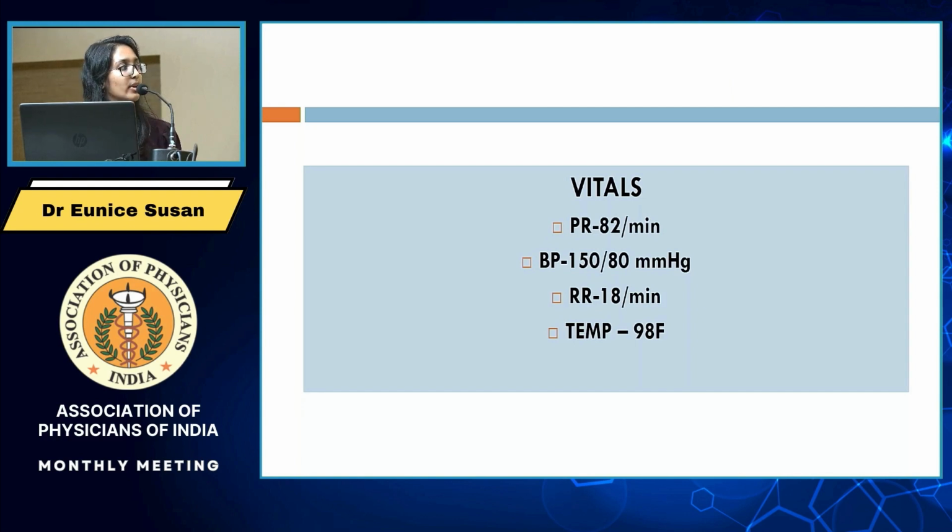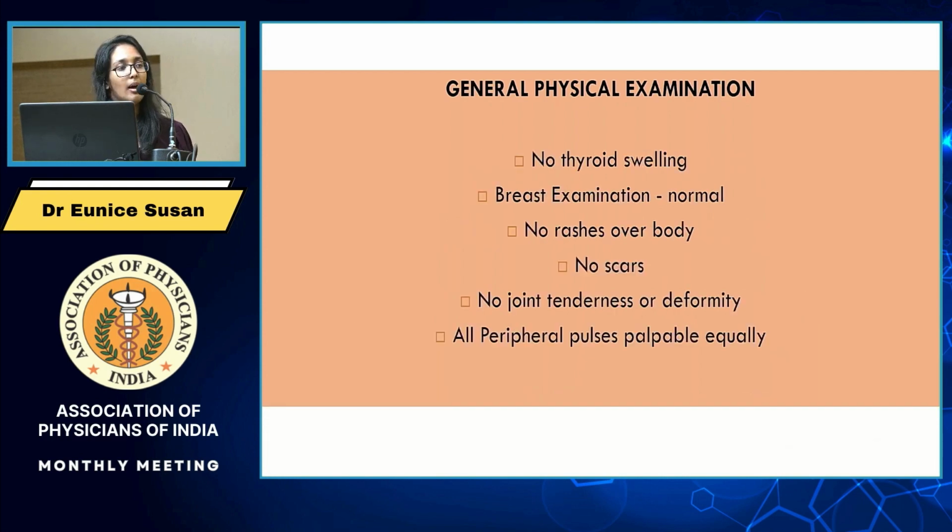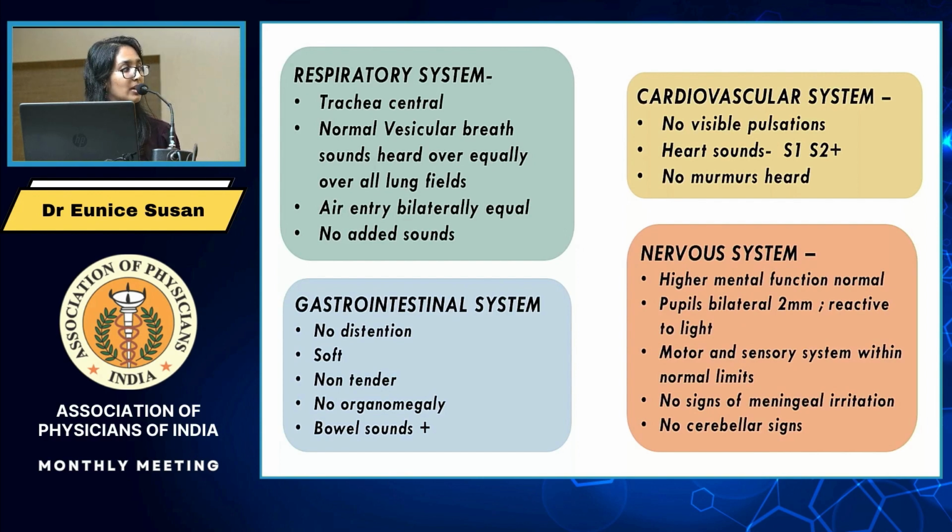So initial vitals were a pulse rate of 82 per minute, BP of 150 by 80, a respiratory rate of 18, and patient was afebrile. On general physical examination, there was a lymph node of size 3 into 3 centimeter at the left side of neck, level 5, which was spherical, smooth-surfaced, mobile, with no skin changes and no draining sinuses. To note, there were no other cervical, axillary or inguinal lymph nodes palpable at this time. Other general physical examination and systemic examination were within normal limits. There was no hepatosplenomegaly noted.